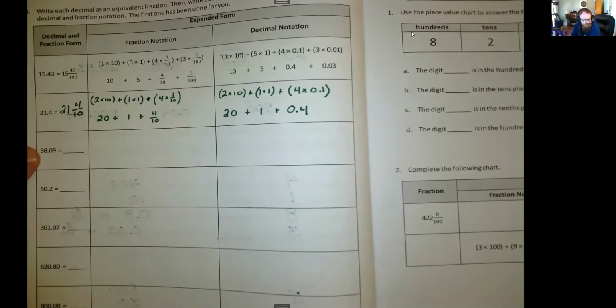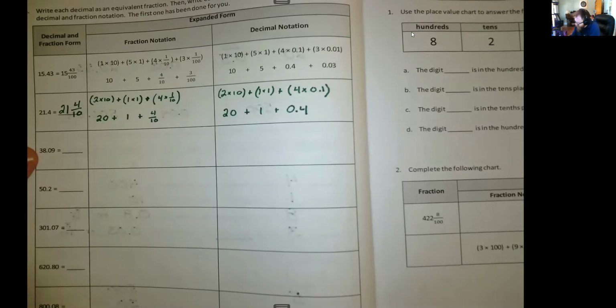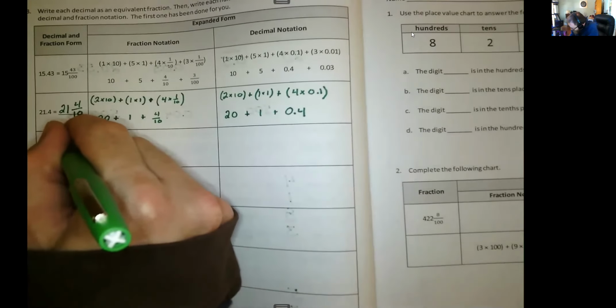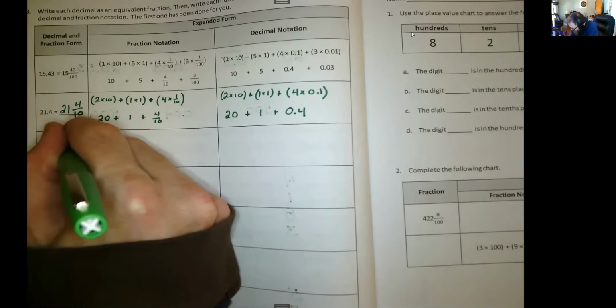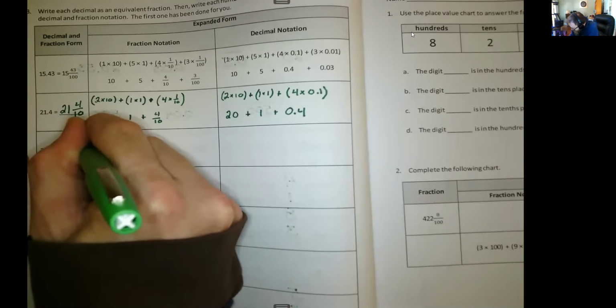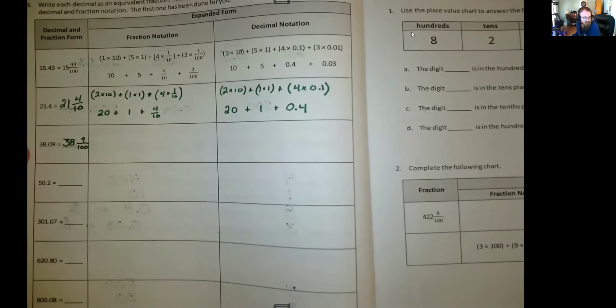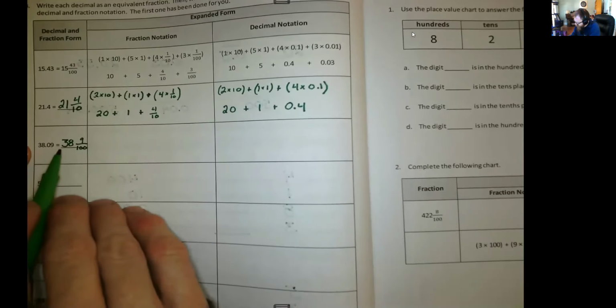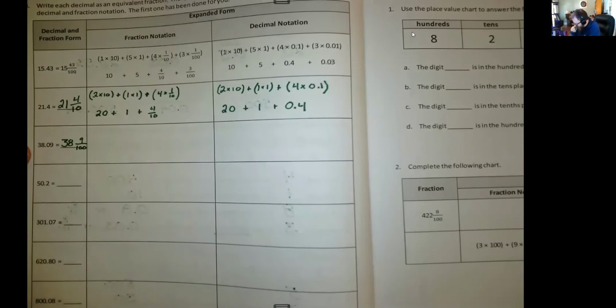Next, we have 38.09. 38 and 9 hundredths. If we have 38 and 9 hundredths, we can show that as a fraction right here. 38 and 9 hundredths, just like that. Now let's separate out tens, ones, and tenths.